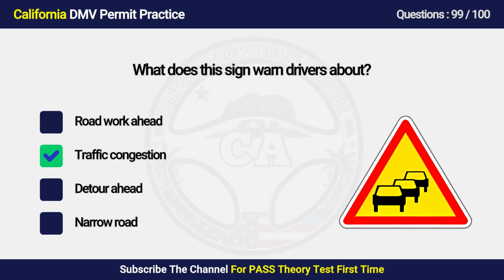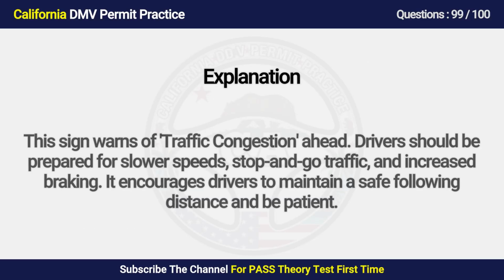Answers is B, traffic congestion. This sign warns of traffic congestion ahead. Drivers should be prepared for slower speeds, stop-and-go traffic, and increased braking. It encourages drivers to maintain a safe following distance and be patient.